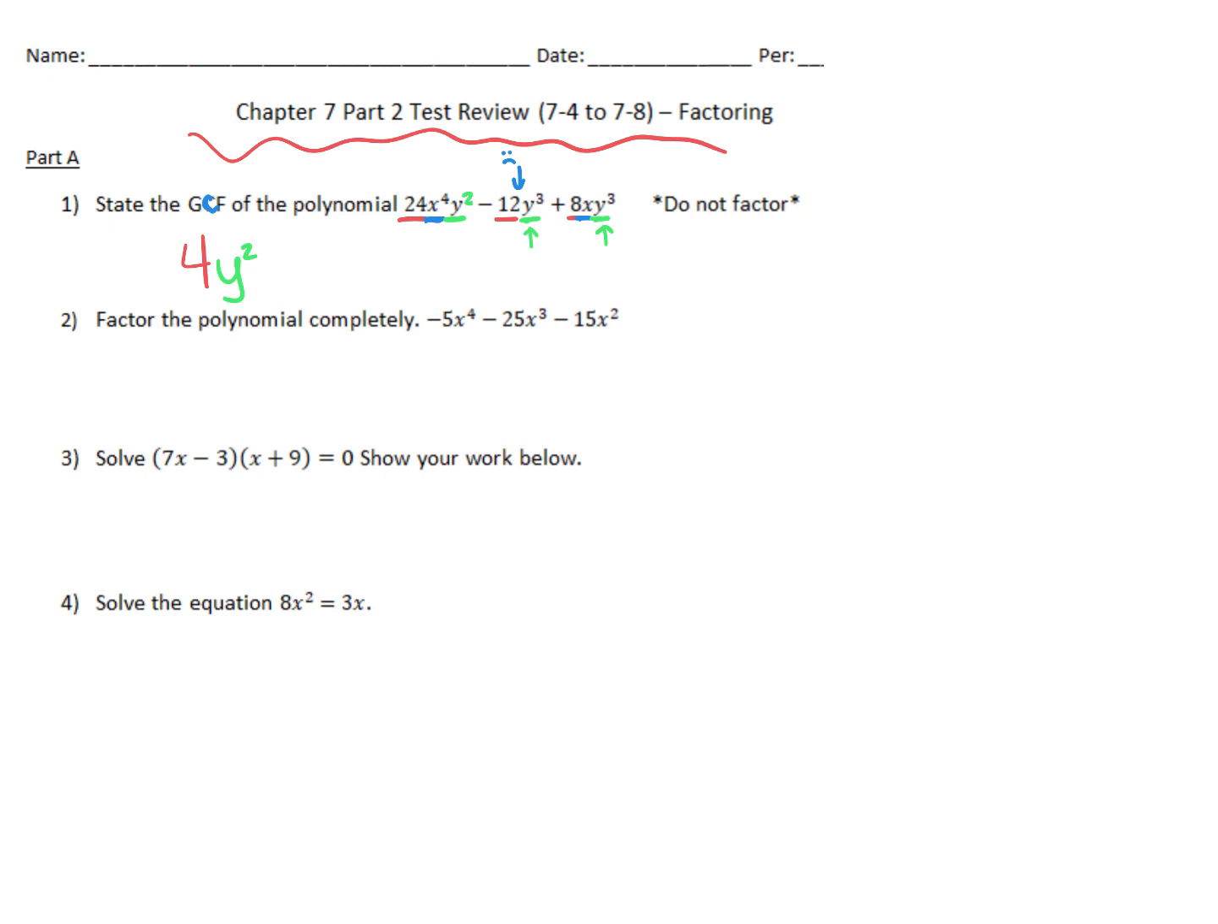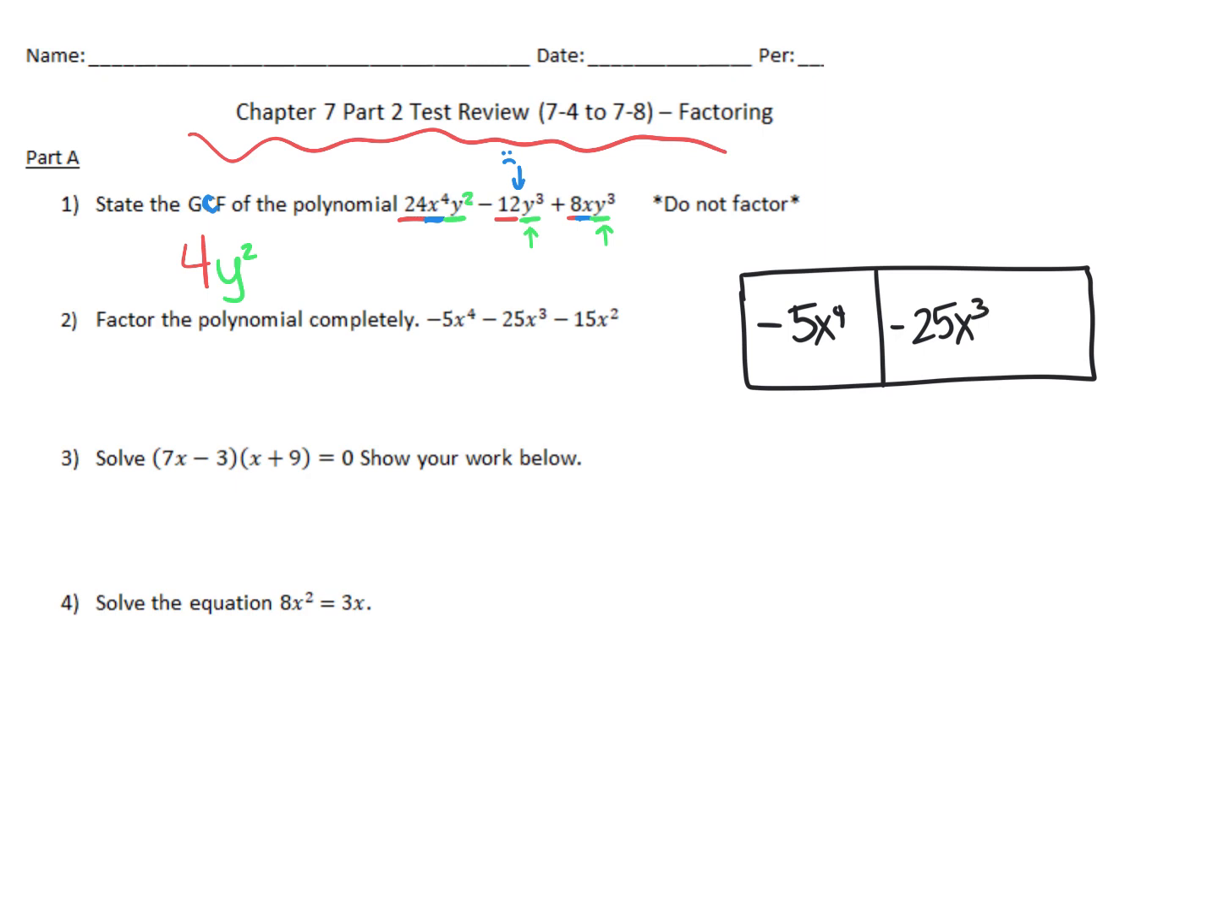Cool, cool. The next one, we're going to use a GCF, and I'm going to do it the way we did it in class. So in class, we talked about these boxes. And so this box has a negative 5x to the 4th. The next one has a negative 25x to the 3rd. And the last one is a negative 15x squared. Cool, cool. So it's what goes into all of those.